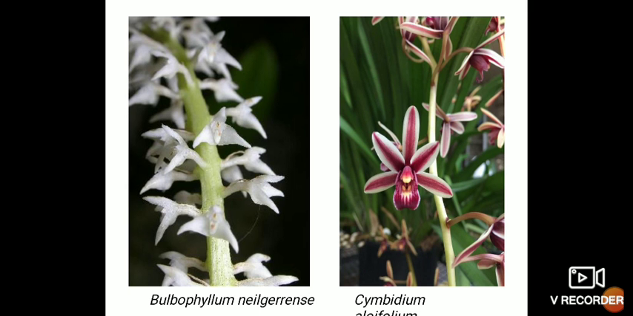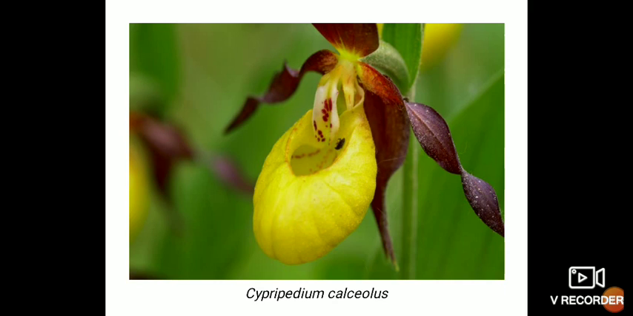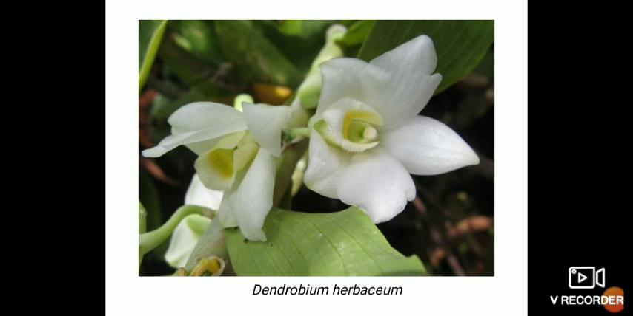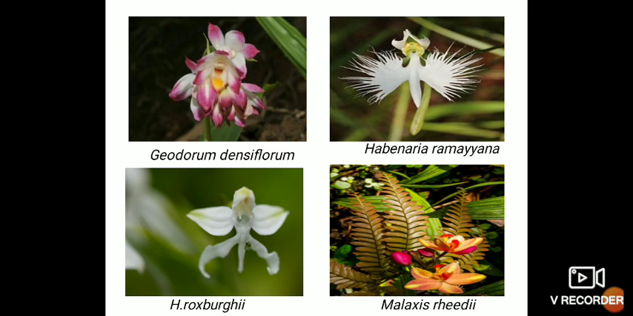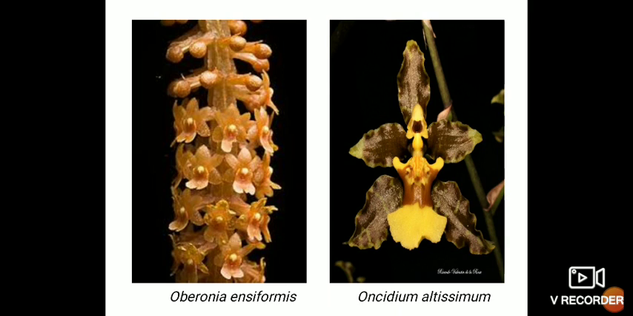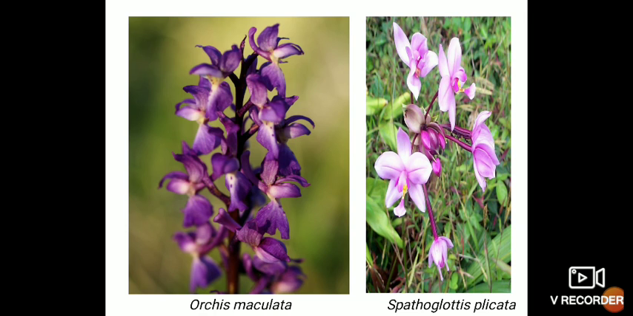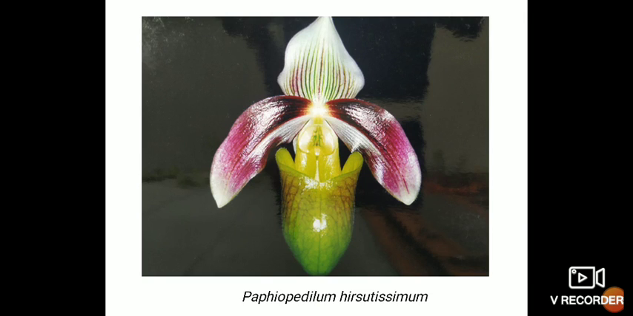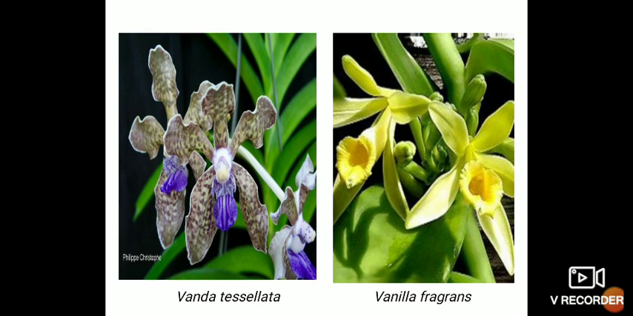These are the pictures of the orchid plant species: Bulbophyllum nilgherrense, Cymbidium aloifolium, Cypripedium calceolus, Dendrobium herbaceum, Geodorum densifolium, Habenaria ramayana, Habenaria roxburghii, Malaxis rheedii, Oberonia ensiformis, Oncidium altissimum, Orchis maculata, Spathoglottis plicata, Paphiopedilum hirsutissimum, Vanda tessellata, Vanilla fragrans.